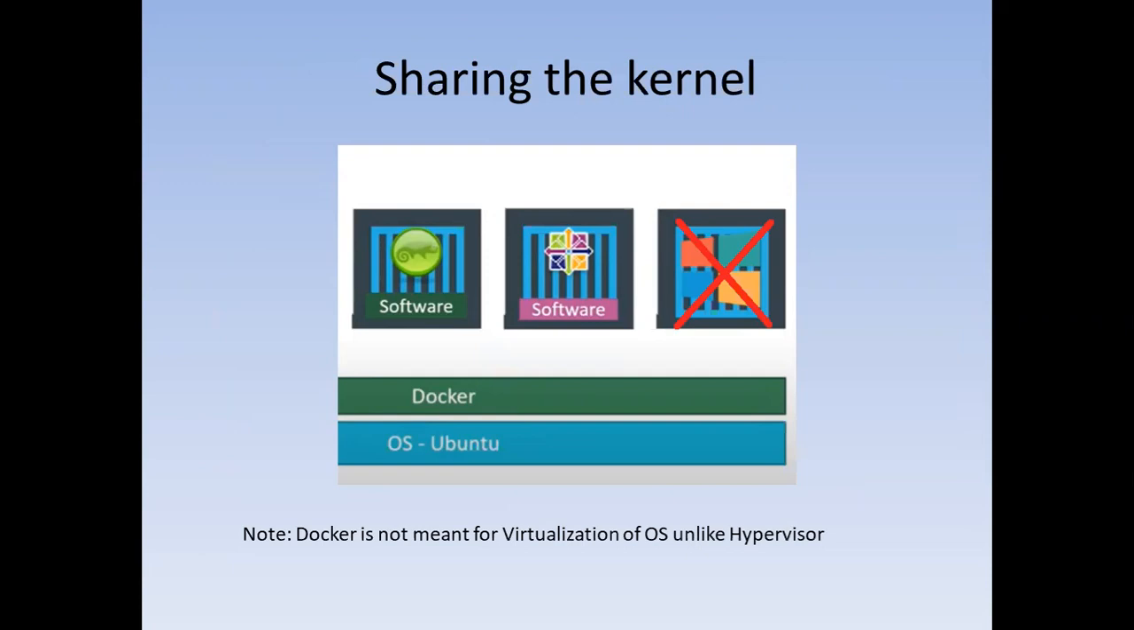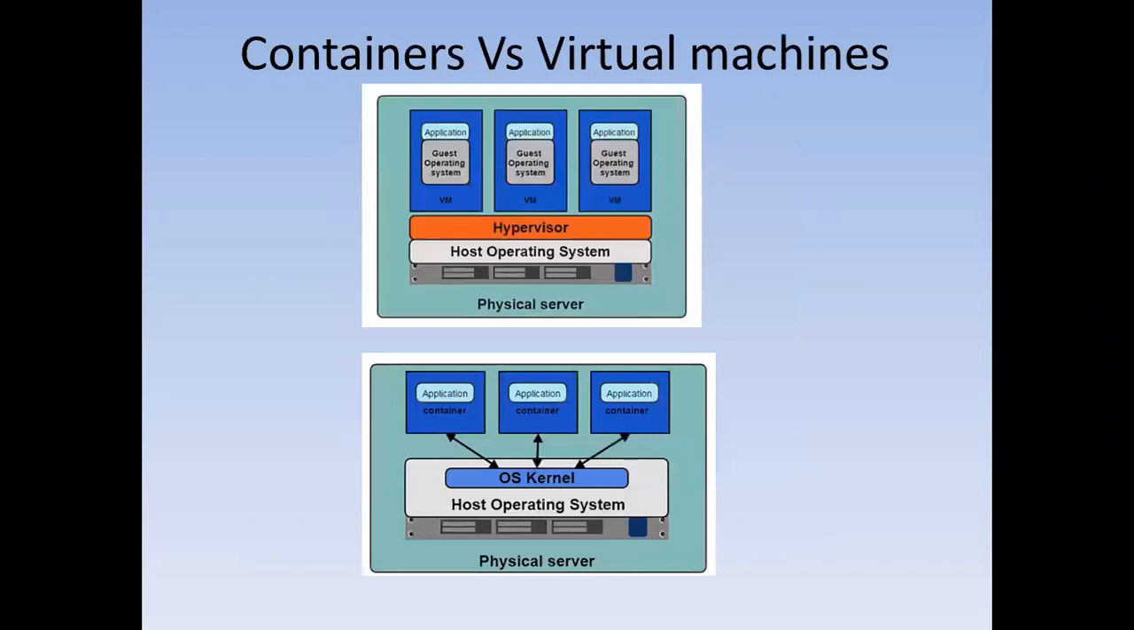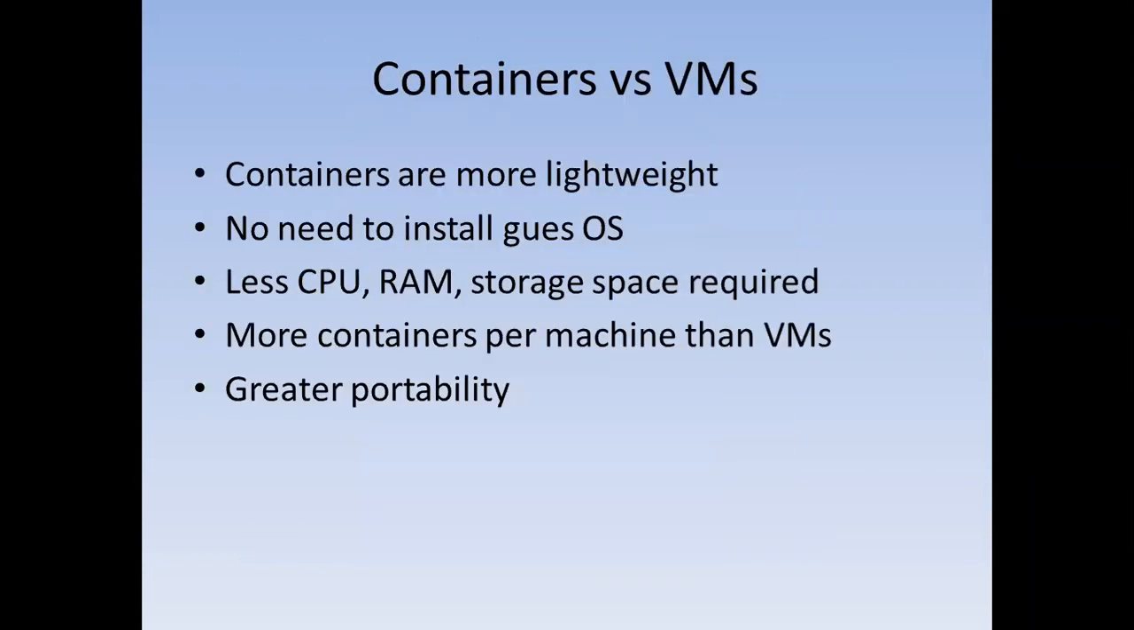Now, some people will have a question: can I also virtualize the OS, unlike a hypervisor? Here, no, Docker is not meant for OS virtualization. Basically, if you compare the earlier hypervisor model and the OS kernel model, you'll have a physical server, OS, and the hypervisor, and deploy the VMs. But when you come to the container side, you remove the guest OS, you remove the hypervisor, you just install the kernel. Differences: containers are lightweight, OS installation is not needed, CPU, RAM, storage is not needed. You can have more containers compared to VMs. Portability will be there.